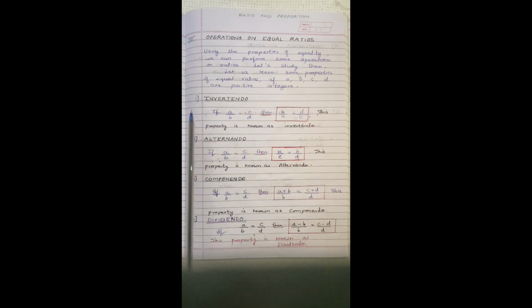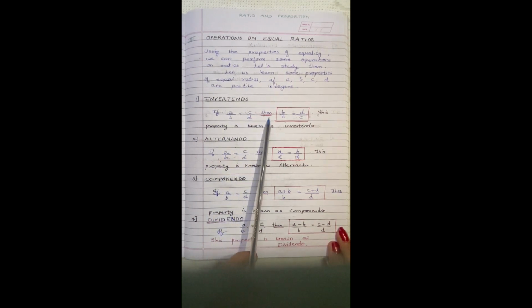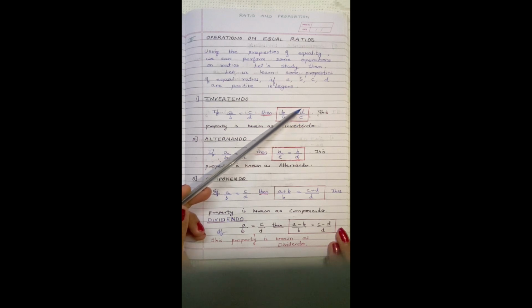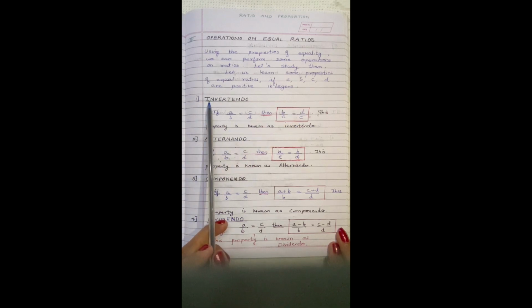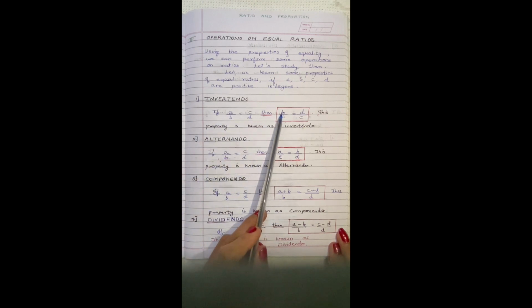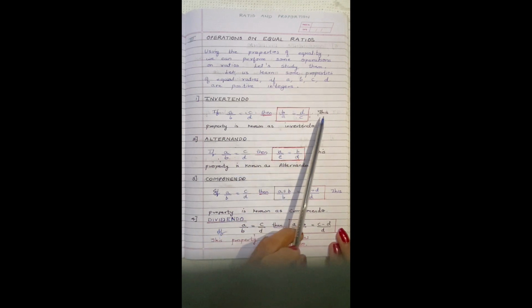Now the first one is invertendo. Supposing a upon b is equal to c upon d, then invertendo means the numerator will come in the denominator on both the sides, and the denominator will go to the numerator, so we call it invert. Invert means it goes exactly opposite. So a upon b will be b upon a, c upon d will be d upon c. This property is known as invertendo.